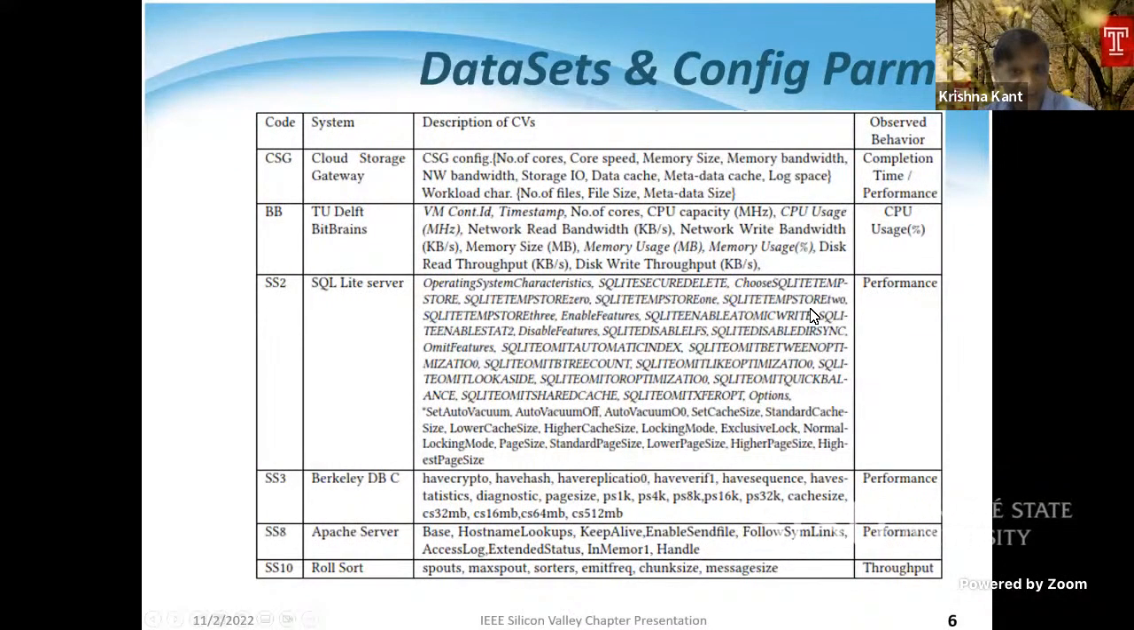For example, here I'll just quickly flash these different workloads. They have a whole bunch of parameters, like SQLite, but there's very little explanation as to what they do and how to set them and so on.